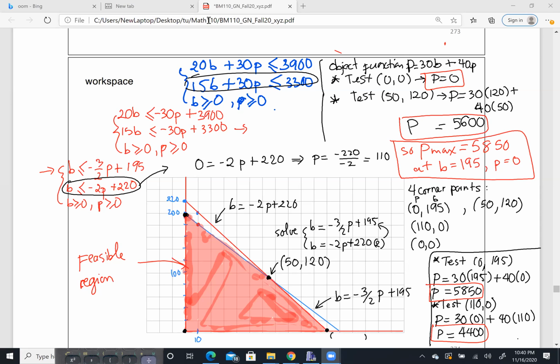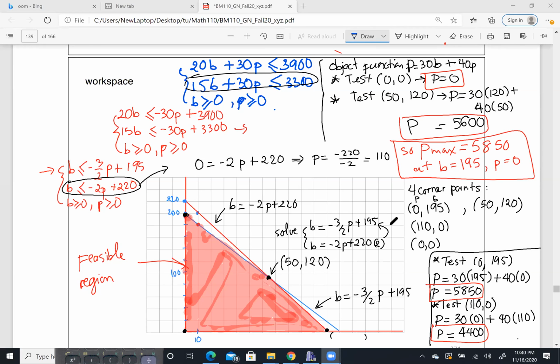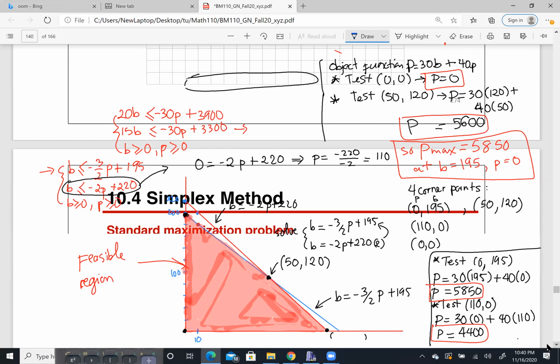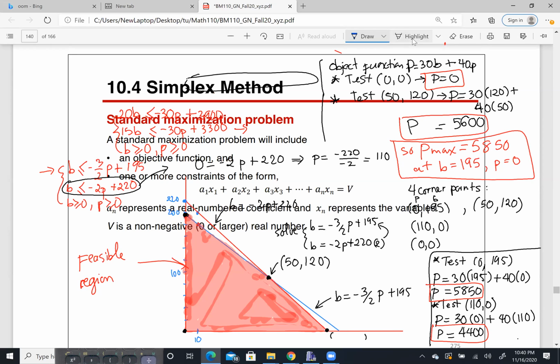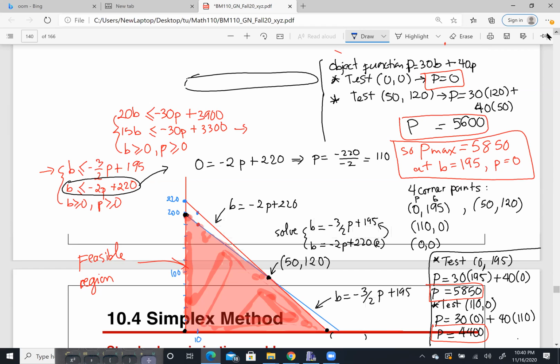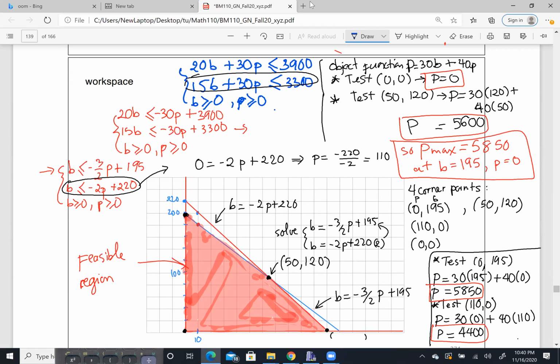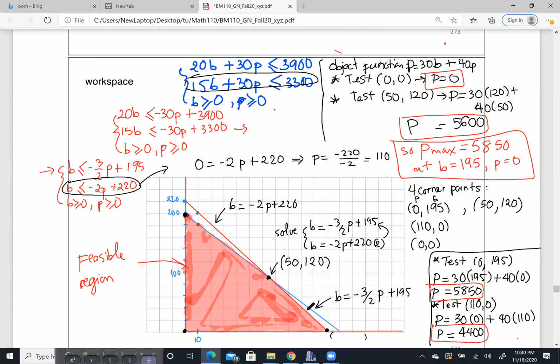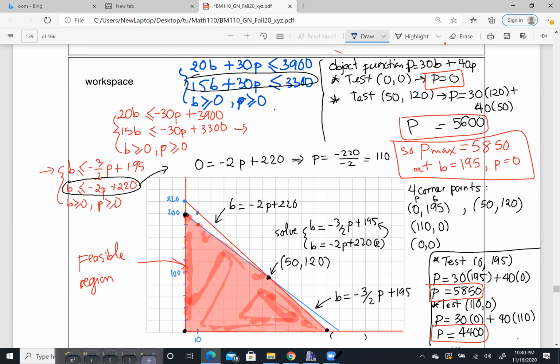So now let's move down to the next page, and I actually finished section 10.3. So we're gonna do the 10.4 later, and I will stop this section.